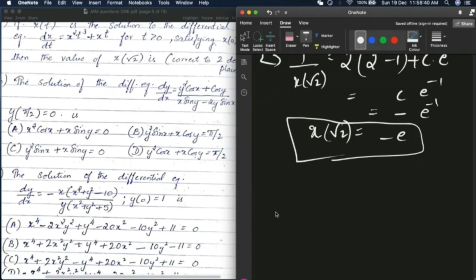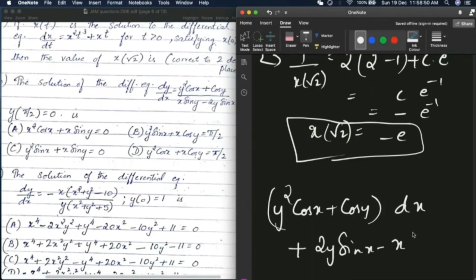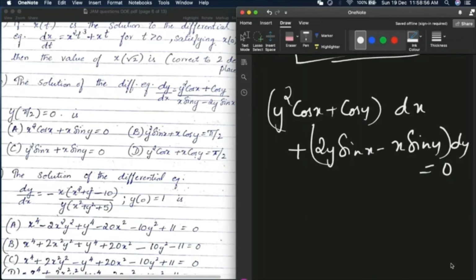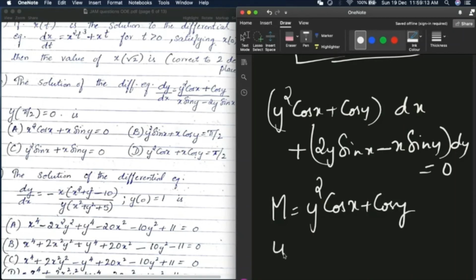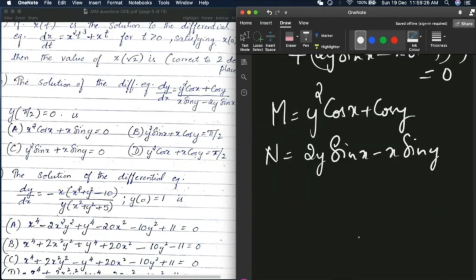So I have y square cos x plus cos y into dx plus 2y sin x minus x sin y into dy is equal to 0. I think this minus I have adjusted in this, no? Okay, ma'am. Yeah. So your M is y square cos x plus cos y and your N is 2y sin x minus x sin y. Just check dou M by dou y and dou N by dou x.